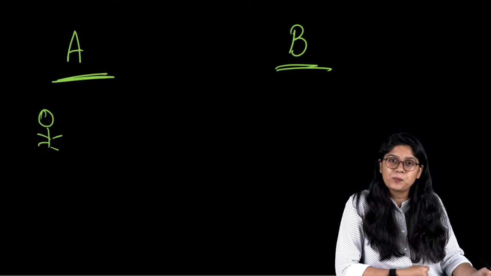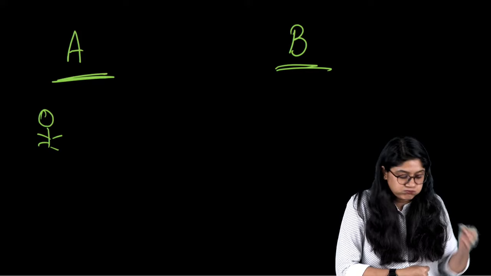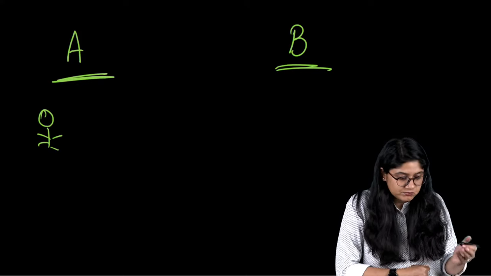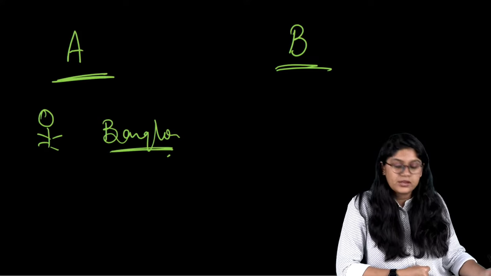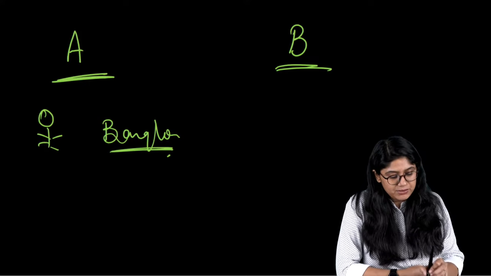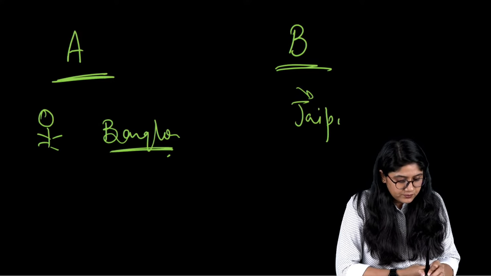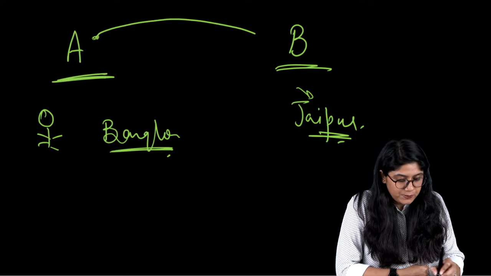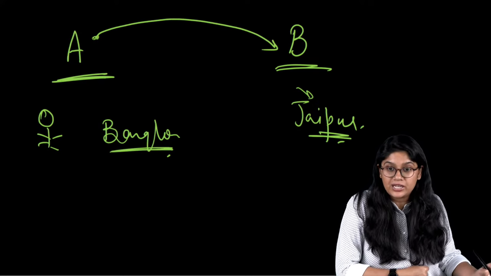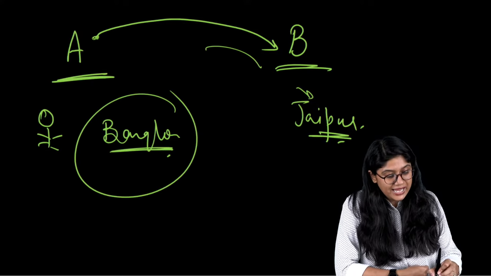I want all of us to go to a place, let's suppose any place, right? I want all of us to go to Bangalore. Now team B says they don't want to go to Bangalore, they want to go to Jaipur. And if in team A also, there are few people who are saying they want to go to Jaipur, do you think I can convince people to go to Bangalore? No, right? The majority lies over there.